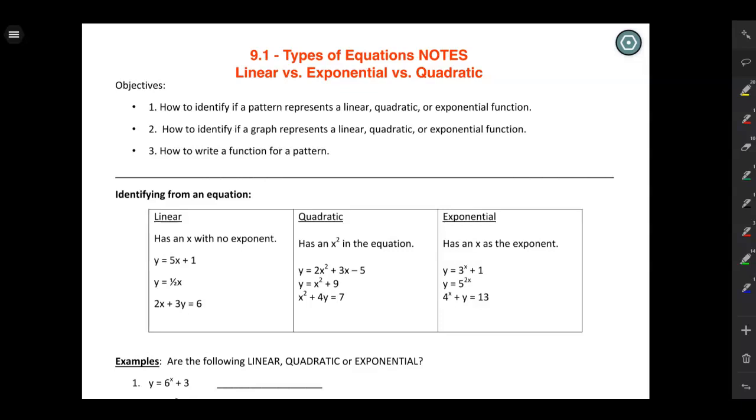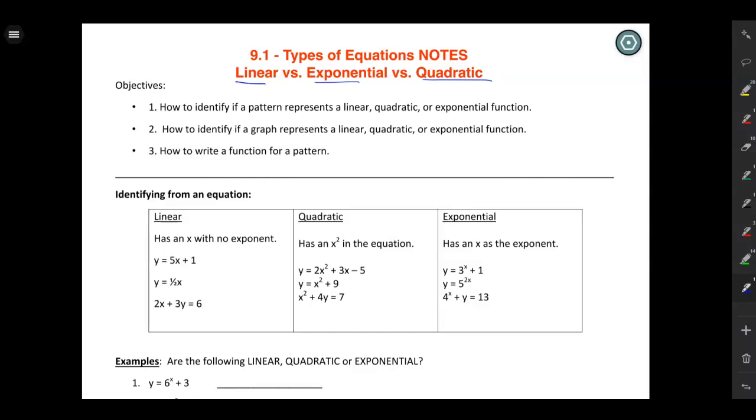All right, so in today's lesson, we're going to be talking about how to differentiate between three different kinds of function families. So we're going to be focusing on linear, exponential, and quadratic. There's actually a ton of different function families, but these tend to be three of the most important ones, both in this class as well as in the real world.